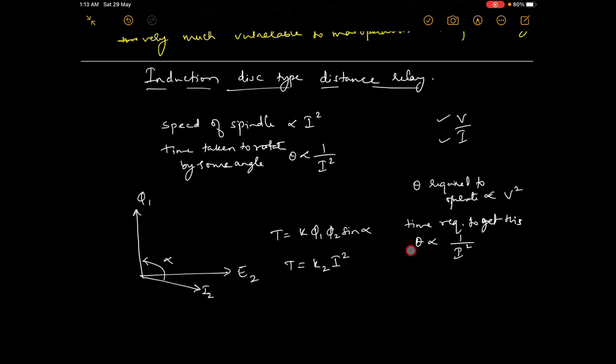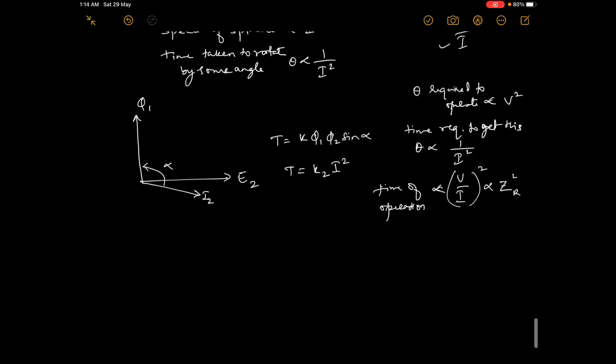So by both of these points, what we can write is that time of operation is proportional to v by I whole square, because this is v square and this is inverse of I square. So put together we can put it like this. So it is nothing but what? It is Z, or R square.